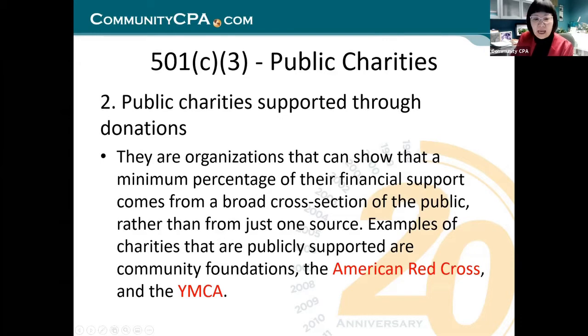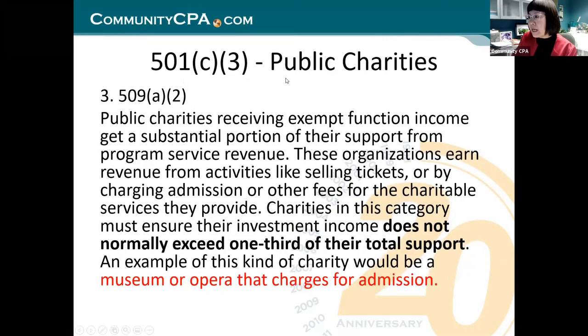Okay, and now you go on to look at public charity. Under public charity, these are also working as a public charity: a museum, or an opera that charges admission, so the ticket. So they have a little bit of operation going on, but they are nonprofit. You can imagine that when you buy a ticket, that is your expense, right? But for these nonprofits, that's part of their income.